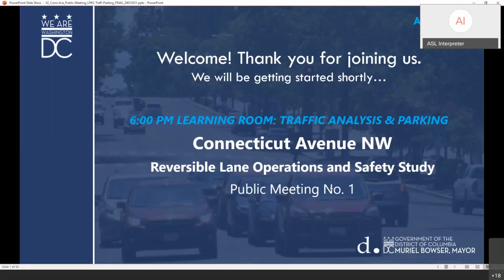Welcome to the Connecticut Avenue Reversible Lane Operations and Safety Study. This is public meeting number one. You are in the 6 p.m. learning room. This is traffic analysis and parking. At 7 p.m., we'll enter our general meeting. But for the next hour, we'll give a content presentation on traffic and parking, and then we'll go into our general meeting. We're going to start now.